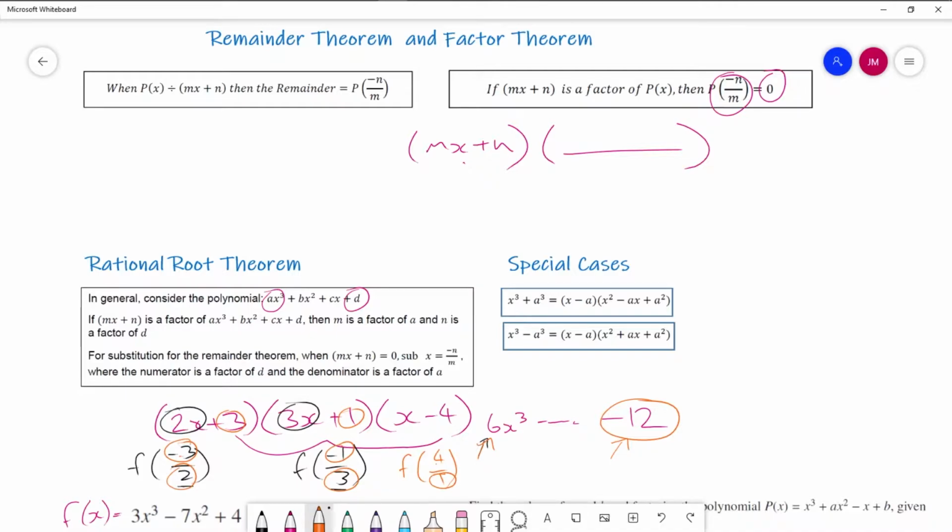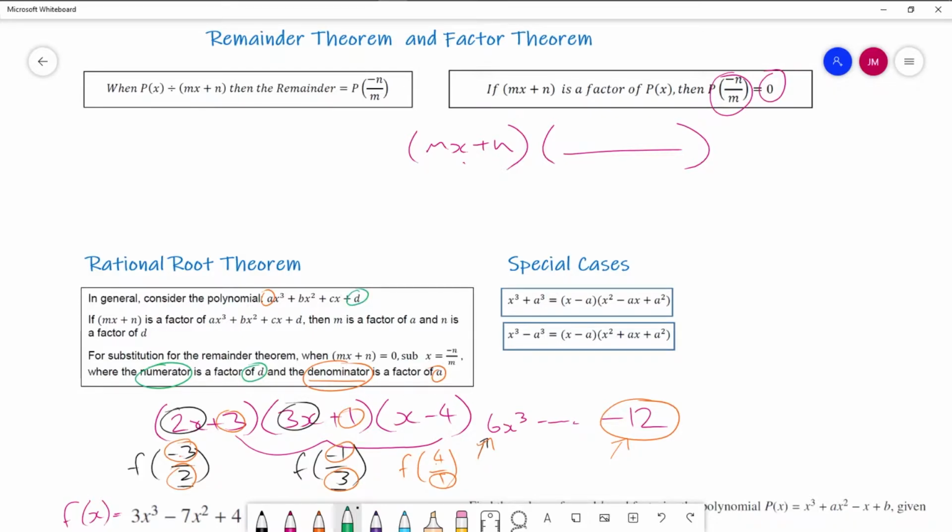So when it comes to trying to estimate what value of x we should be substituting in, or when we're just doing a bit of trial and error, we can always look at the fractions that we're substituting in, or the rational numbers, and the denominator should always be factors of a, which is our coefficient of our leading term. So there's our a and our a there. So that's the denominator. Whereas in the numerator are factors of d, which is our constant term at the end.